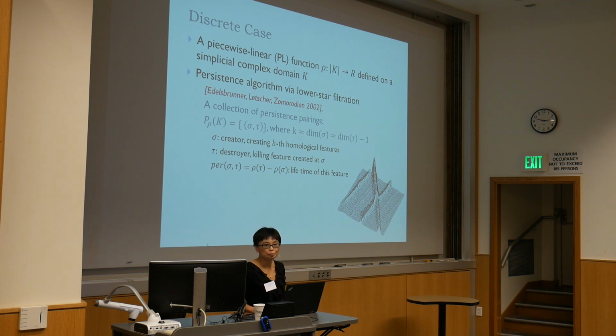In the discrete setting, you have an arbitrary simplicial complex with some function value given at vertices. Then you can do the piecewise linear extension of that function, and then you can compute the persistence that I just described. There's an algorithm called the persistence algorithm that can do that. The output of this algorithm would pair up all simplices, and the function value difference between the two simplices will give you the importance of those features. All right. I hope this gives you some idea.